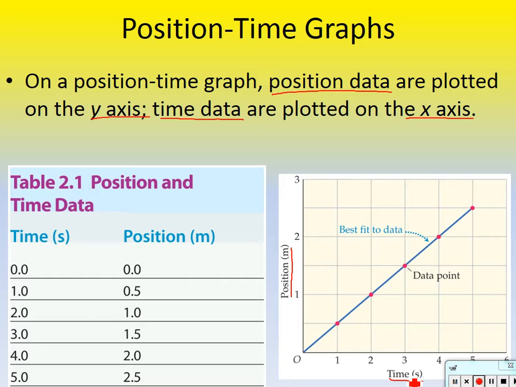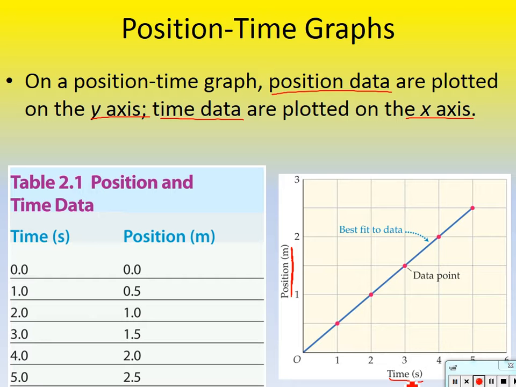Okay, so we've got position on the y. This is our dependent variable. The dependent variable always goes on the y-axis. Our independent variable, the one that doesn't change or is not dependent, goes on the x-axis. So see how position is dependent on what time you're talking about? Position is your dependent variable.